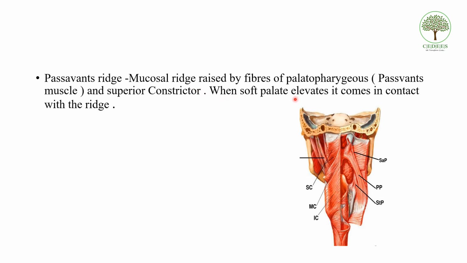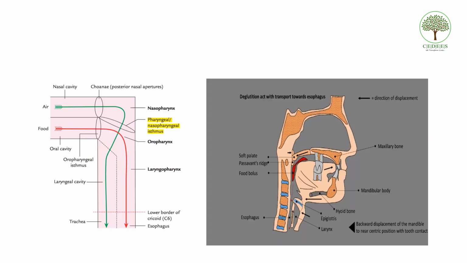So when the soft palate elevates, it comes in contact with the ridge and closes the nasopharyngeal isthmus. So the communication between the oropharynx and the nasopharynx will be closed by this ridge and the elevation of the soft palate. Just look at this image: the nasopharynx and the oropharynx communicate by the pharyngeal isthmus. This isthmus is closed by elevation of the soft palate over this ridge, which is called Passavant's ridge. So the food you are swallowing will not enter the nasopharynx; it will go into the oropharynx and the laryngopharynx.